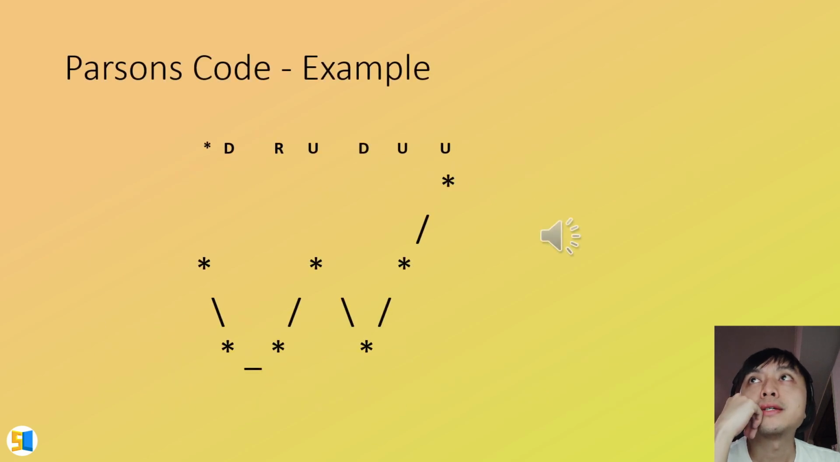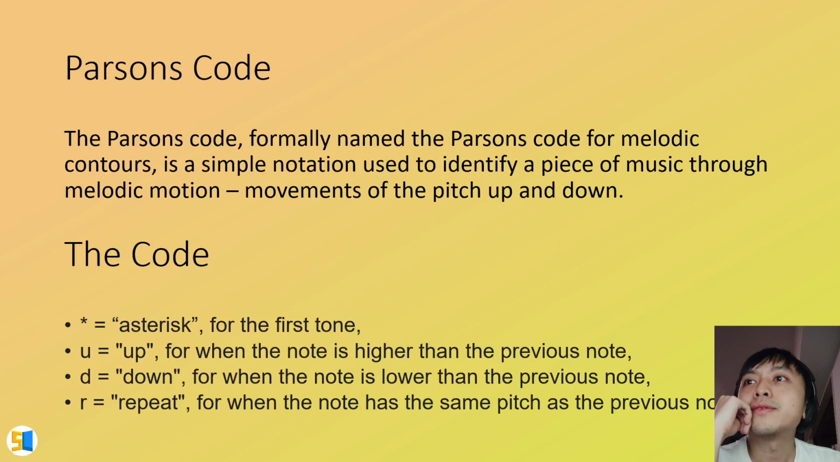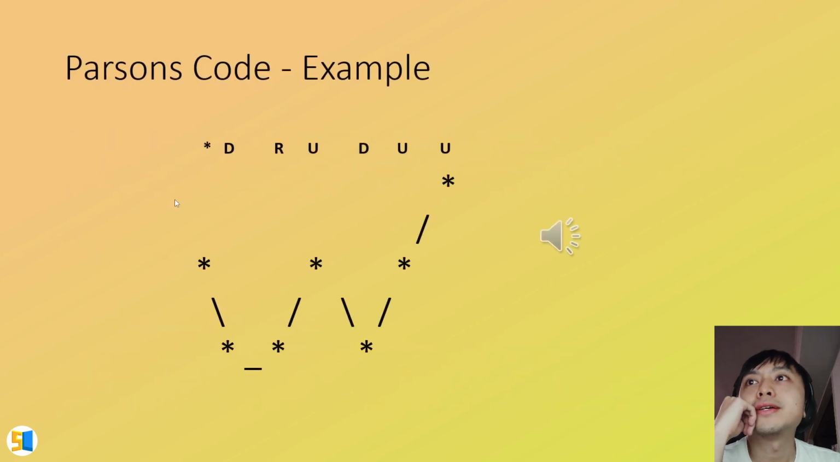So let's see an example here. So I have a sample melody over here. Okay, da da da da da da da. So the first note is, what is that? Asterisk, right? So the first character, the first note, is asterisk.